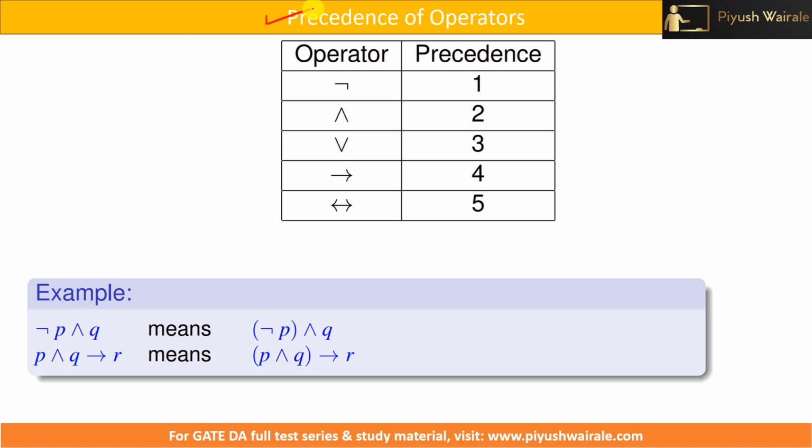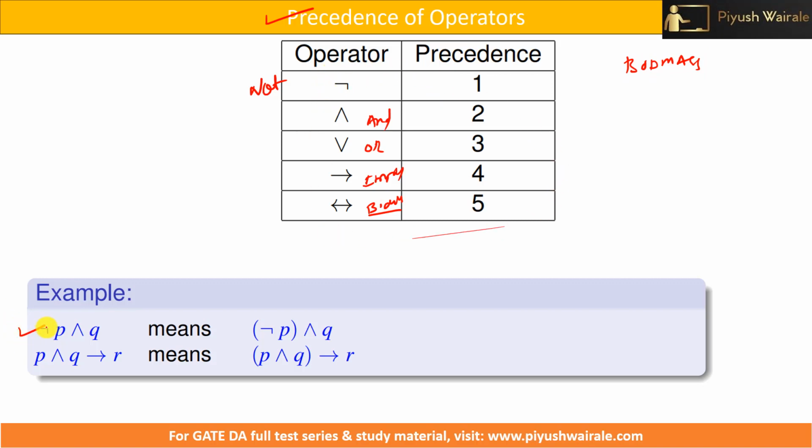Now this is a very important part: the precedence of operators. If we are given some expression, this precedence is very important. The precedence of the not operator is highest, then and, then or, then implies, and then bi-directional implication. Similar to BODMAS in mathematics, there is a precedence for these operators.